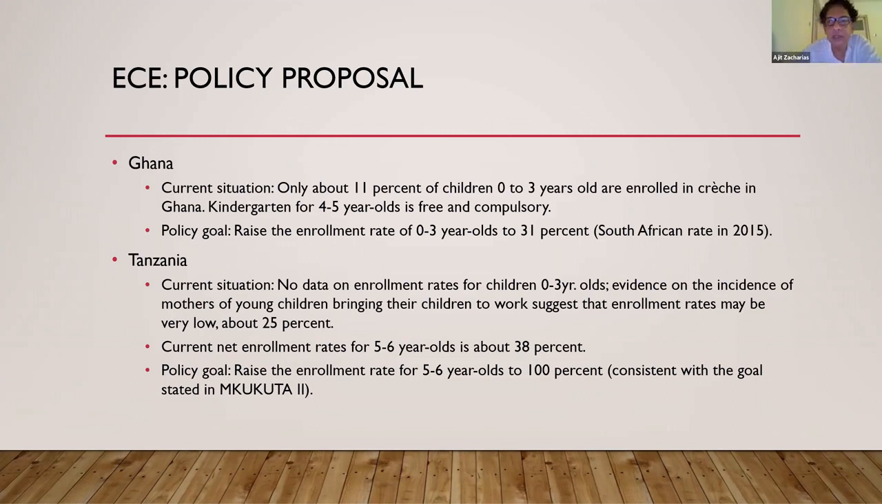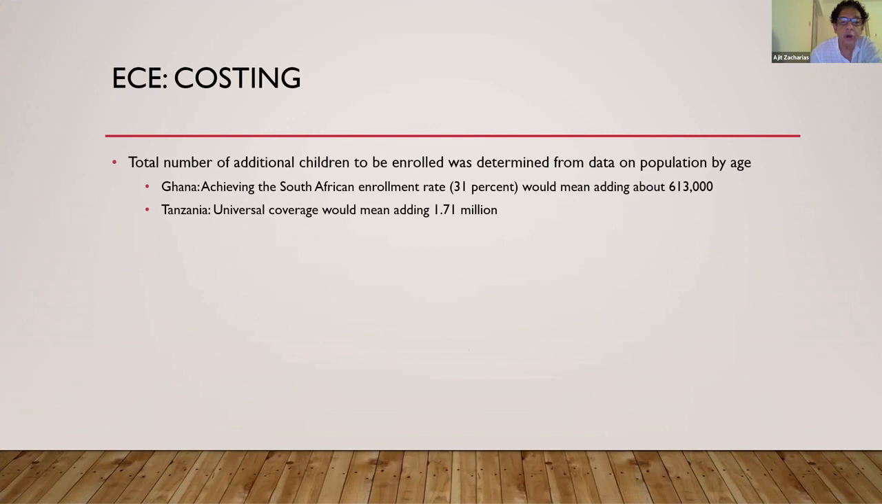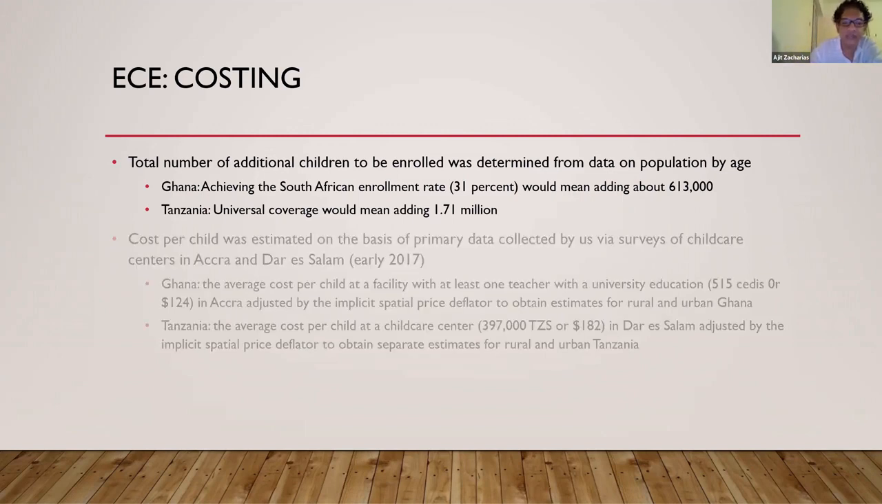This is consistent with their national policy goal, as stated in the MQ Yukuta, which is the policy document of the government, right? So for costing, this is again tricky because there is no easy data available on the cost functions of childcare centers, but we can definitely determine the total number of children. Again, it's a volume measure that we need and unit cost. So that we can come up with estimates based on the census data.